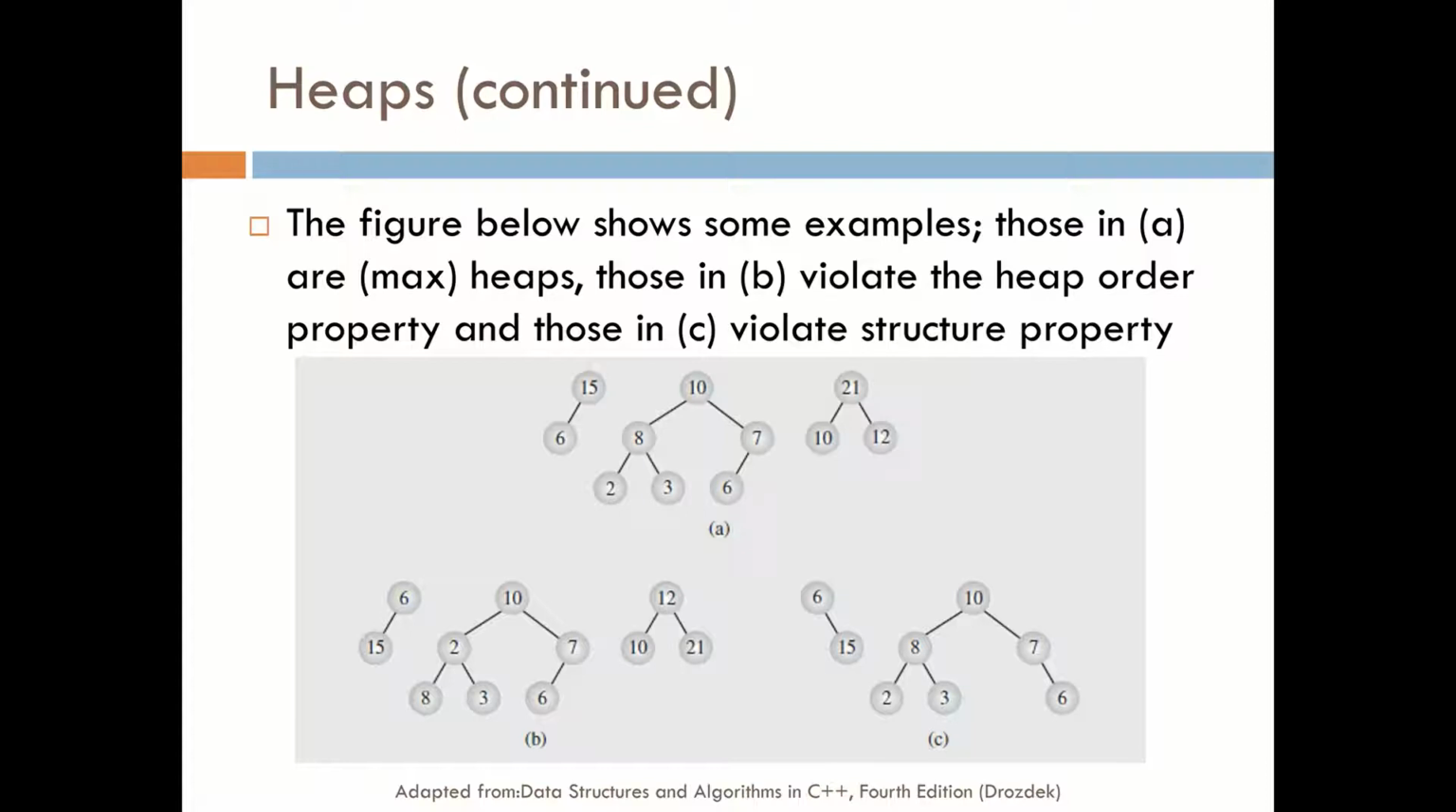Now, if we look at the two trees under C, neither of them are complete binary trees. And that's all we're looking at under the structure property: is it a complete binary tree? And so we see, for instance, that for everything to be aligned leftmost, the 6 would require a node here and maybe one not here. Same thing with this particular one. We're missing a node to make this a complete binary tree.